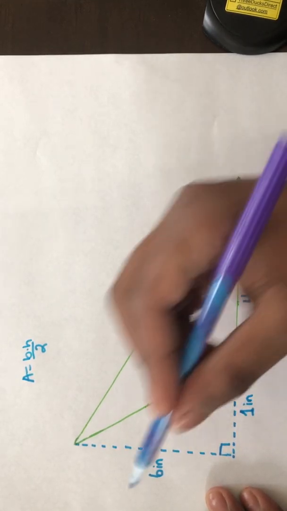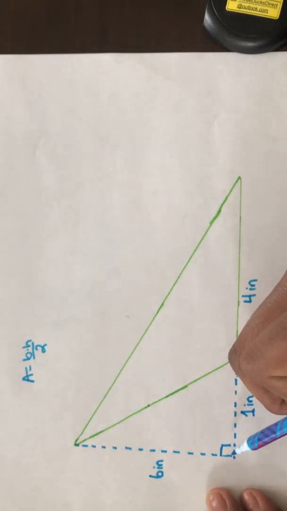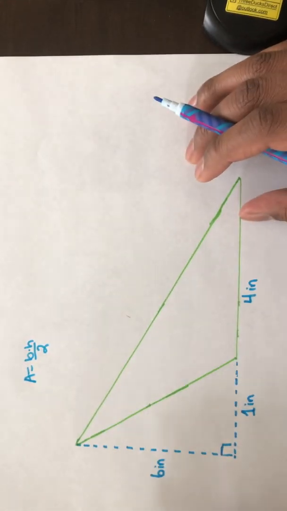And because we extended it, we have to actually include this extra part here, which is about 1 inch. Now notice that this extension creates a whole other triangle, and it actually creates a right triangle, as you can see here by this square.